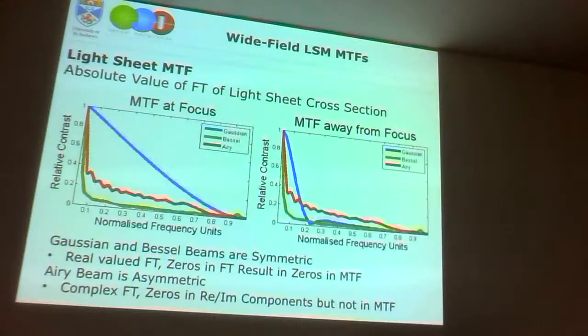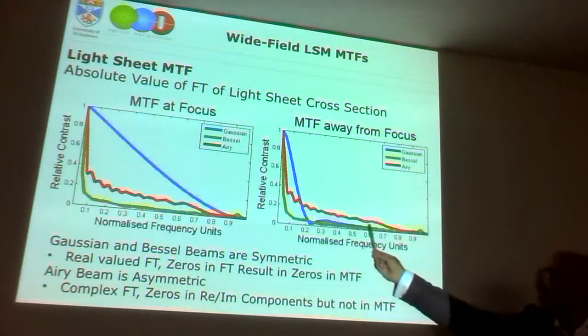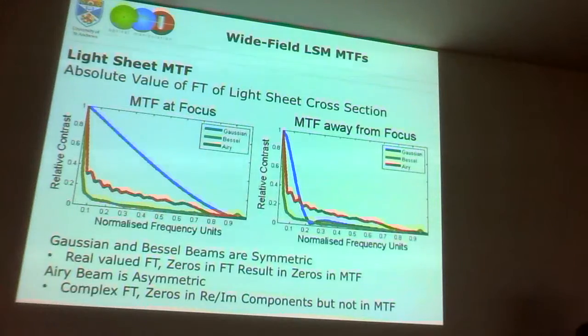Now, if you believe this, I hope you do, because we've done so many papers on this now. That's what happens. So the MTF at focus, the Gaussian wins over the Bessel and Airy, but anywhere else you get something like this, where the Airy is just about better than the Bessel or the Gaussian.